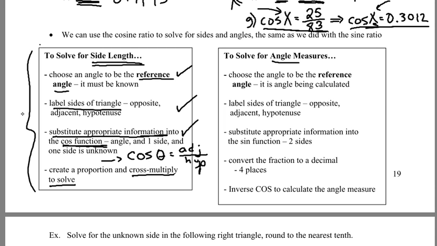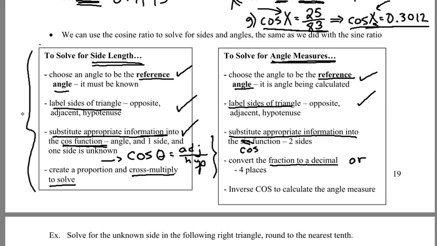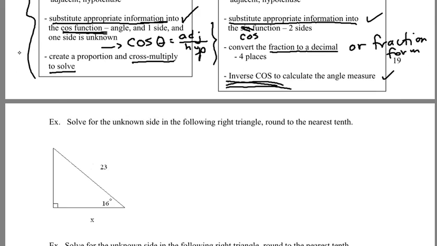If I want to solve for an angle measure, still those same steps. Reference angle, step 1. Label your sides, step 2. Substitute into your cosine function. Again, there it is. We're going to plug 2 bits of information in. But because now we're finding an angle, we're going to convert the fraction to a decimal or work in fraction form, whichever one works best for you. And inverse cosine to calculate. Same steps as sine, just different sides and a different button.